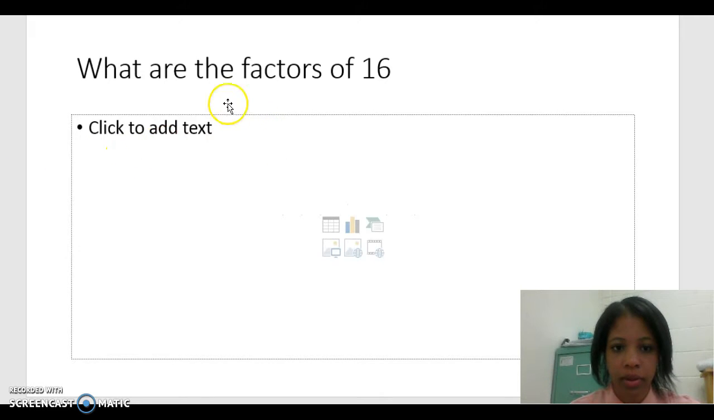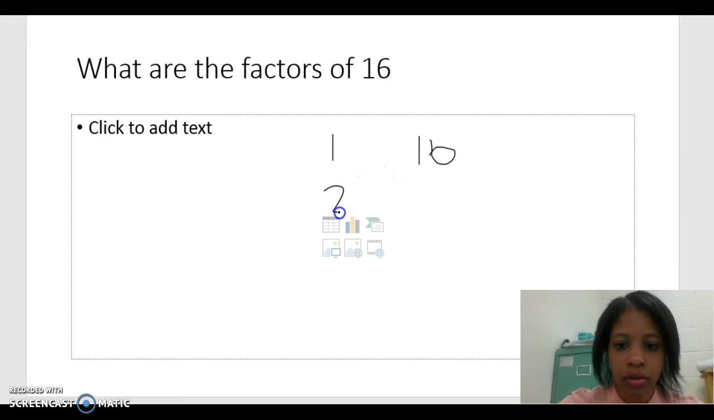So just a couple examples. What would the factors of 16 be? When you're doing this, it's easiest to start with 1 and work your way up. So I know I have 1. 1 times 16 gives me 16. So that would be 1 times 16.